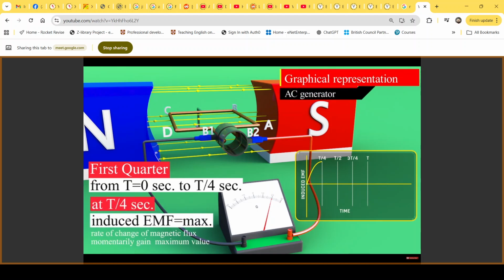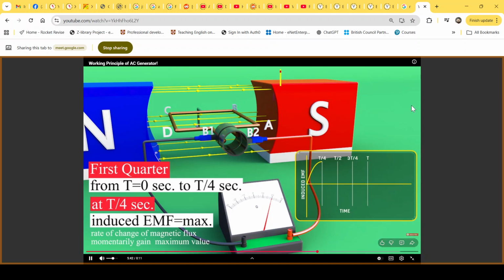In t over 4 seconds, the armature is in horizontal position in relation to the magnetic field. In t over 4 seconds, the rate of change of magnetic flux momentarily gains maximum value. Therefore, the induced EMF at this position is maximum.